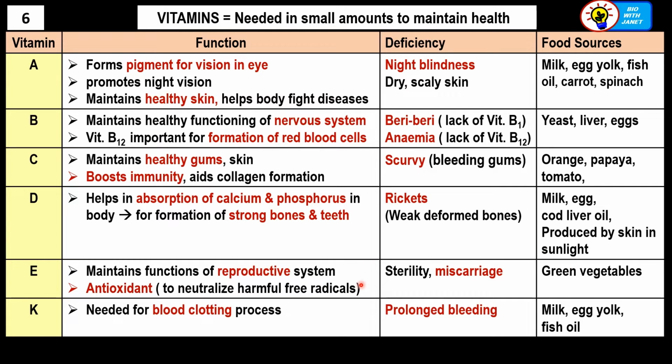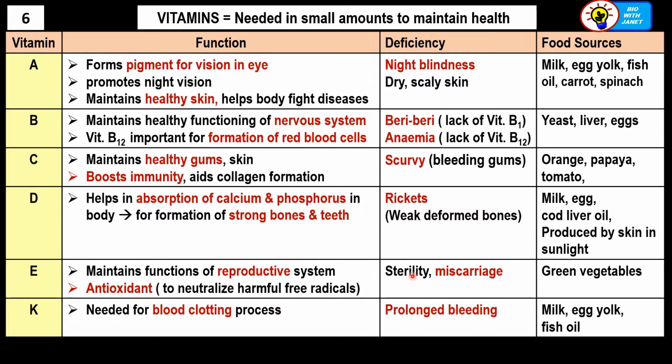So vitamin E maintains functions of the reproductive system. It is an antioxidant that helps to neutralize the harmful free radicals in the body. So free radicals are substances that are harmful to the body and can cause certain diseases like cancer. So eating enough antioxidants will help us to neutralize these harmful free radicals and prevent certain diseases. So other than vitamin E, vitamin C and vitamin A, ACE, they are all called antioxidants. All right, so they're very good for neutralizing the harmful free radicals in the body.